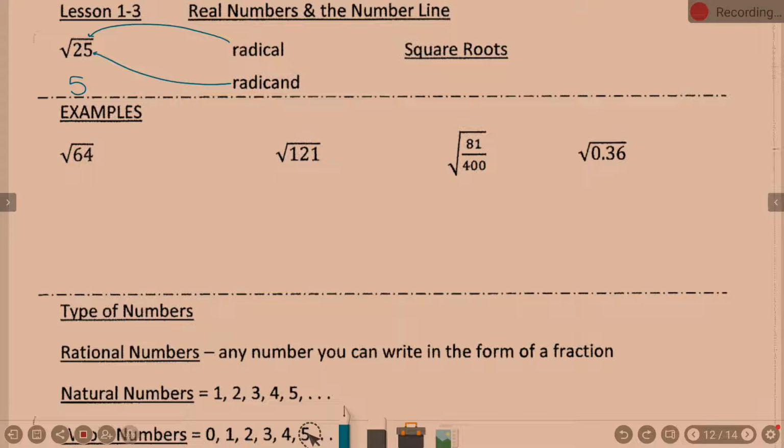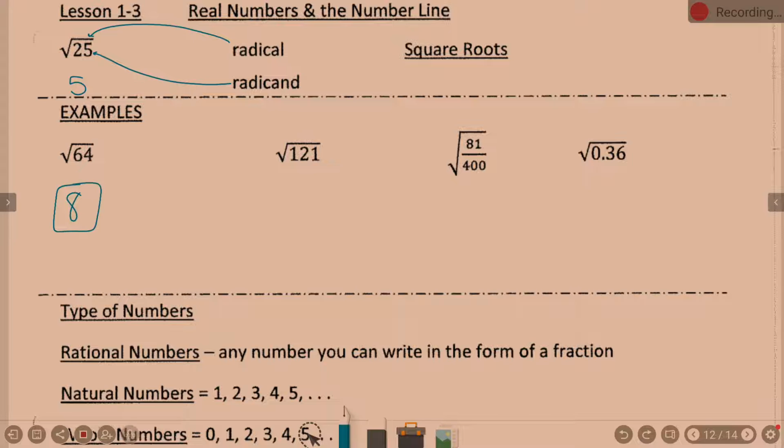Square root of 64. What number times itself gives me 64? Those of you that know your multiplication facts, it's going to be a little quicker than others. The rest of you might have to go calculator. Square root of 64 is 8. Does that make sense? Think about it. 8 times 8 is 64.